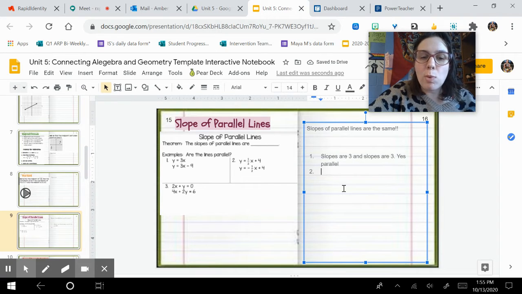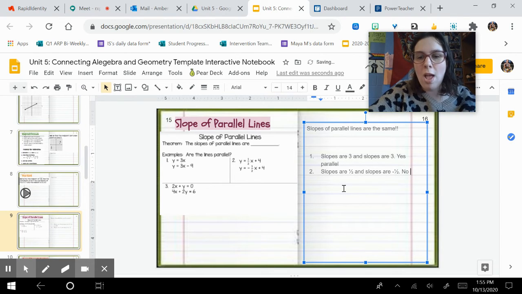So we have y equals 1/2 x plus 4. So the slope is 1/2. And then y equals negative 1/2 x plus 4. So the slope is negative 1/2. So these are the same number, but they're not the correct sign. So no, they are not parallel.